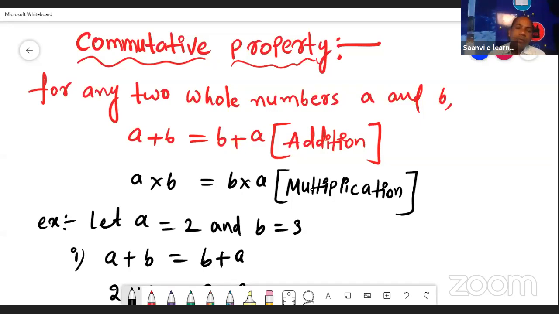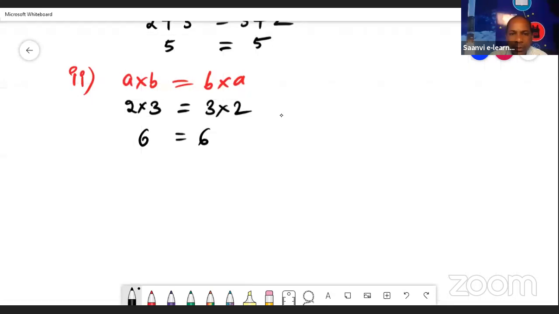Okay. Now what about subtraction and division? Commutative property in subtraction and division. Commutative property is not possible under subtraction and division. So here we write the note. The note is: commutative property is not possible under subtraction and division.